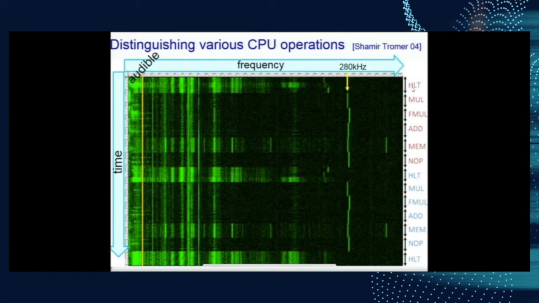And these are some common CPU level instructions: multiply, add, memory access, halt, etc. You can see that each of them has a signature that lets you decipher what's going on where.